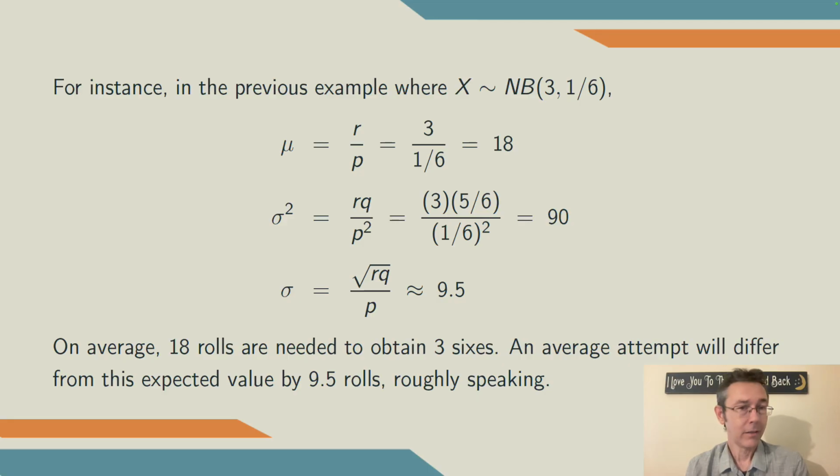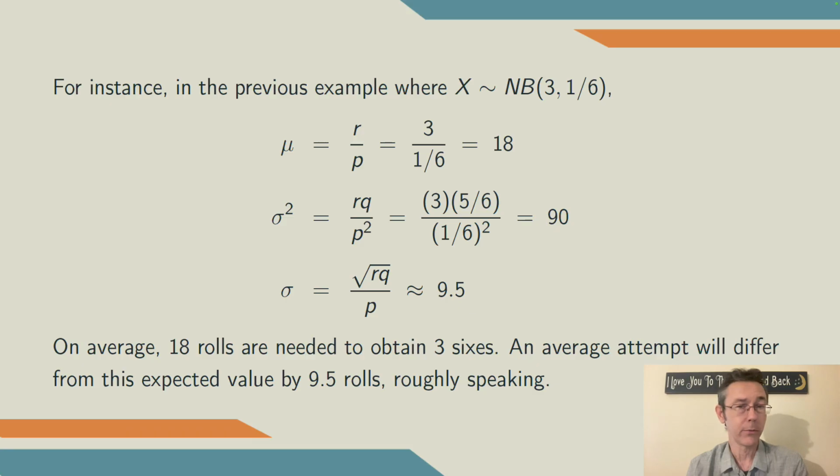For instance, in that example with the child rolling a die until they get 3 sixes, the expected number of rolls needed is 3 over 1/6, 3 times 6, or 18. The variance, rq over p squared, is 3 times 5/6 over 1/6 squared, 90, and the standard deviation, the square root of that, is 9.5. On average, 18 rolls are needed to obtain 3 sixes, and I think that makes sense.